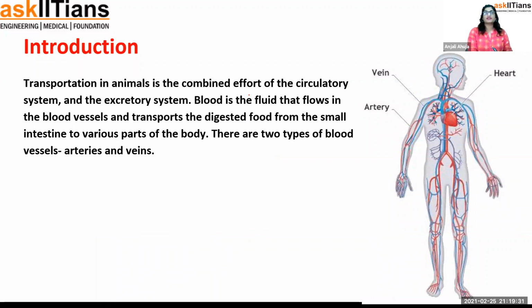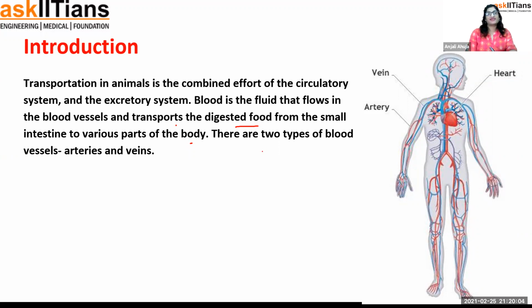Transport in animals is the combined effort of the circulatory system and the excretory system. Blood is the fluid that flows in the blood vessels and transports the digested food from the small intestine to various parts of the body. Like you're eating a lot of food, and in your stomach it is digested. You must have learned the digestive system. In the intestine, all the nutrients of the food are absorbed, going into the blood only. And through the blood, it moves wherever it is needed. Are you getting my point?